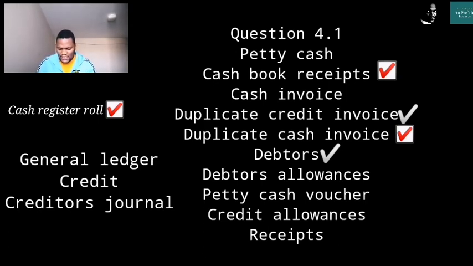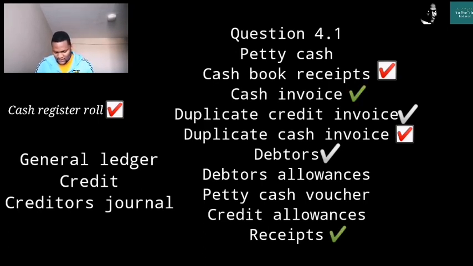The tenant is a registered VAT vendor and uses our building for business purposes. Our business needs to issue a cash invoice and record the transaction in the cash book receipts.